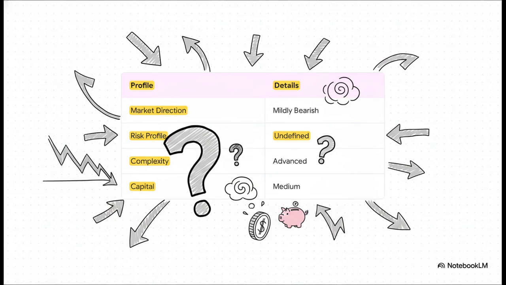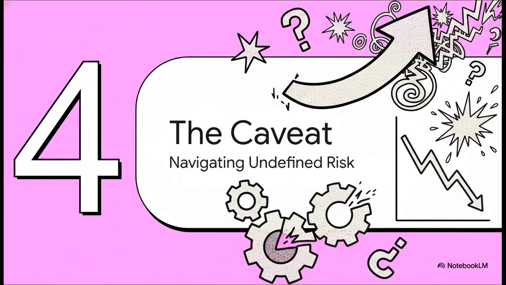Now, if we look at the profile here, you can see it's for a mildly bearish view, and it's definitely considered an advanced strategy. But I want your eyes to go straight to one word on this table, undefined. That's right. That super low entry cost comes with a massive trade-off, and we have to talk about what that really means. And that brings us to the most critical part of this whole discussion. You really can't even think about trading this strategy without fully, 100% understanding the risks. So let's break down exactly what undefined risk means in this context.